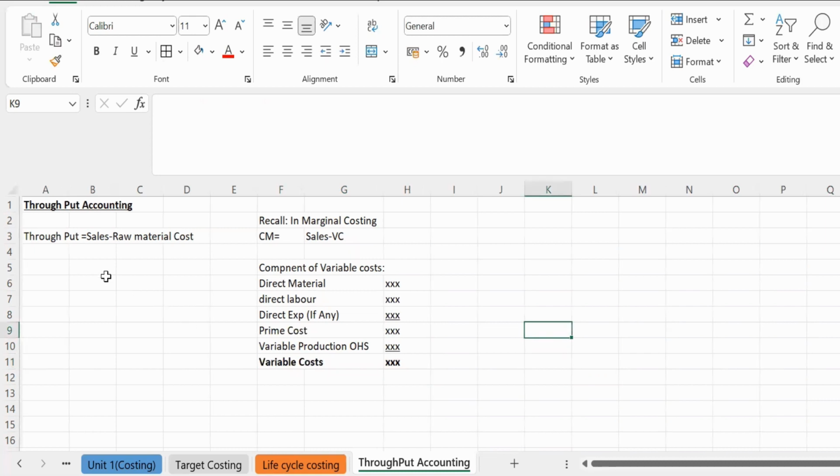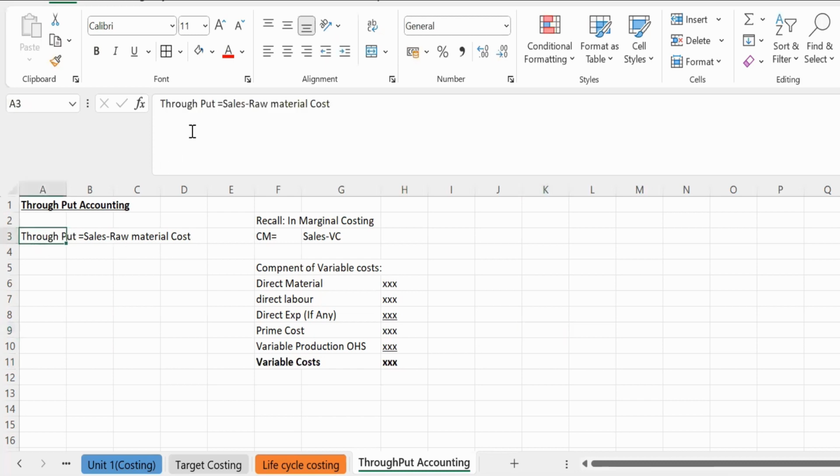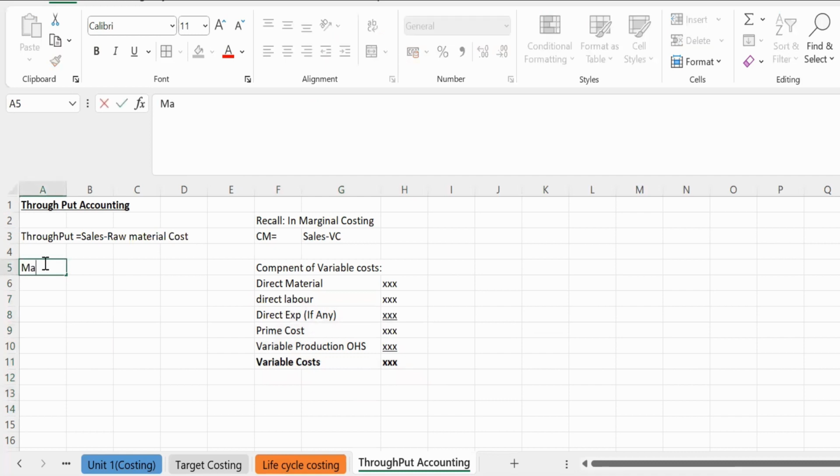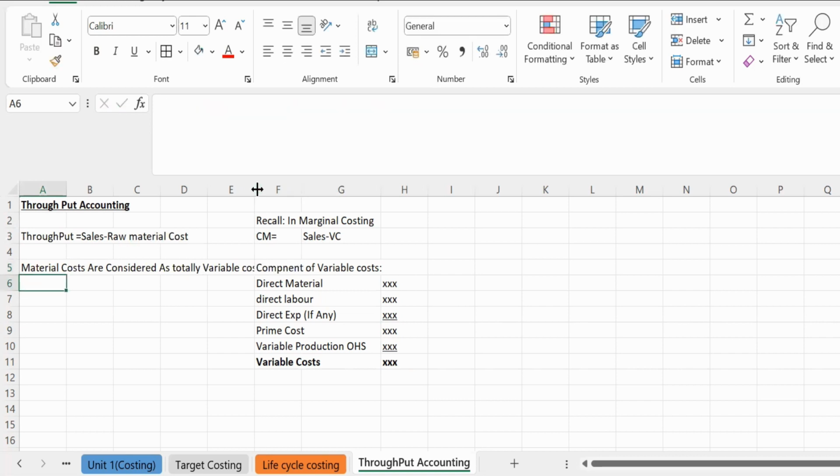Now here we say that throughput is sales minus raw material cost, which means our variable cost is direct material. Ibi byose bitwabonagamo hano, tugiye kubyasuminga as fixed cost. Ikintu kiri variable ni direct material only. In throughput, material costs are considered as totally variable costs. It is very understandable and clear.